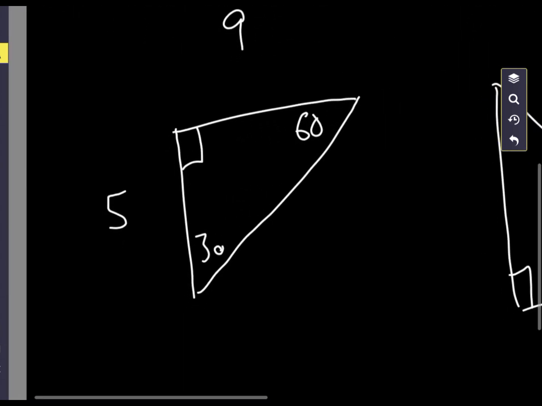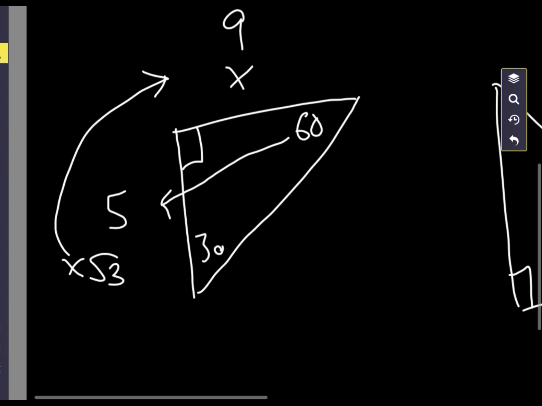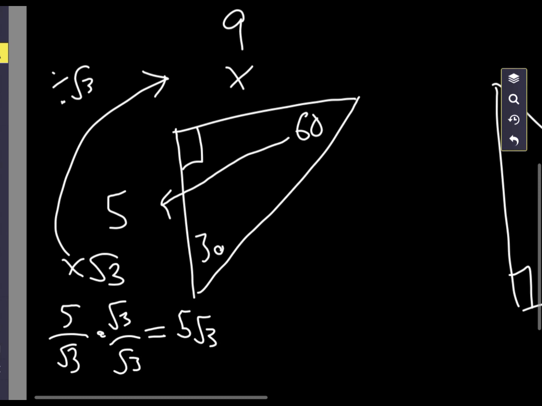This one. Remember 30, 60, and 90? Side opposite 60 is your x radical 3 value. So to get from x radical 3 back to our x value, aka the side opposite the 30-degree angle, we have to divide this by radical 3. So 5 divided by radical 3, rationalize the denominator. You're going to get 5 radical 3 over 3, and let's leave it at that for now.